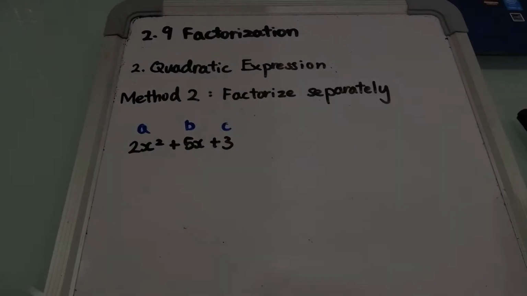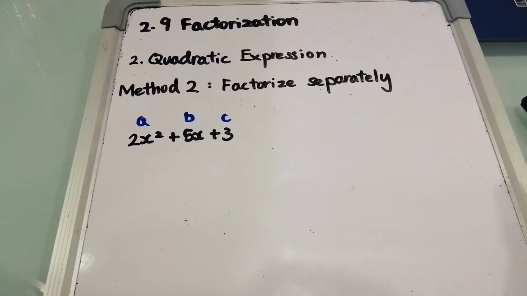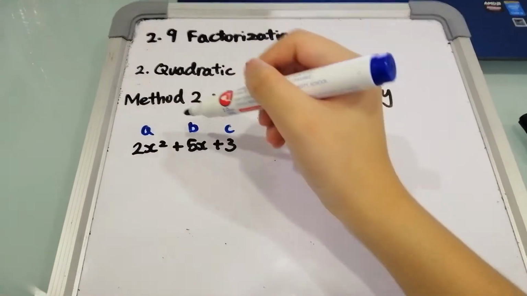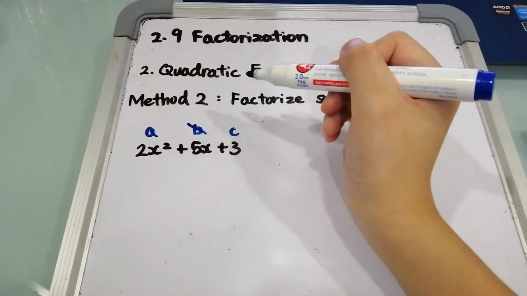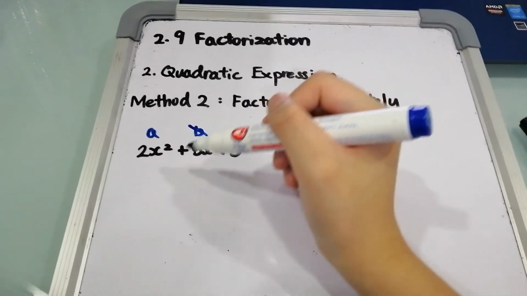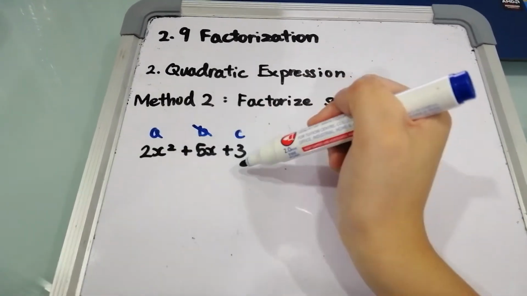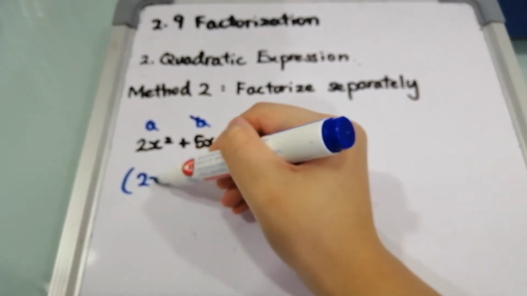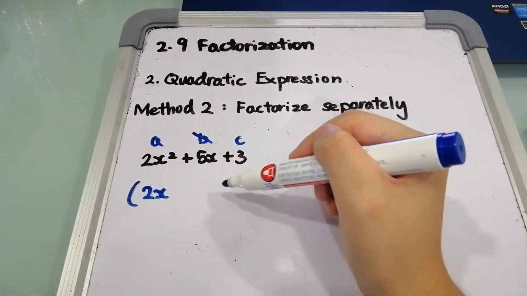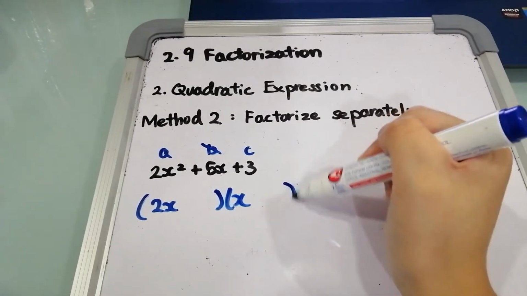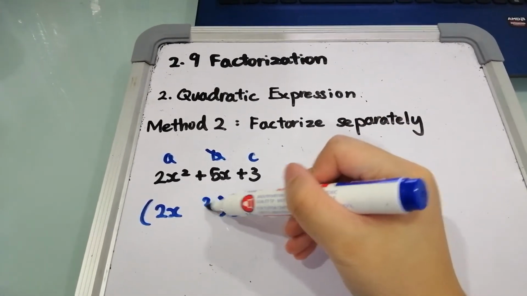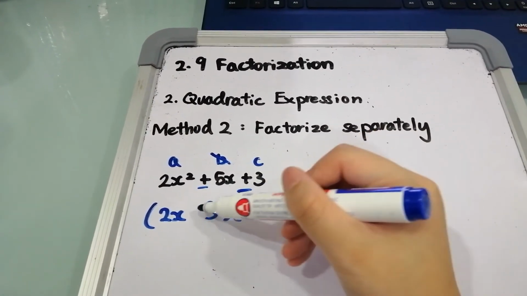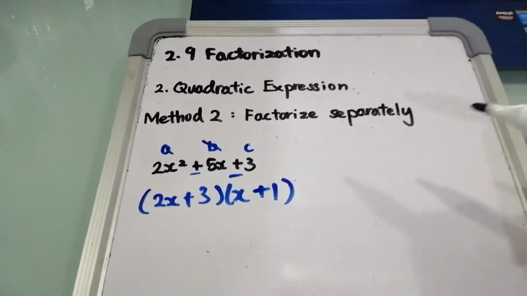So our second method is factorizing separately. First, we need to ignore b. We will group 2x squared and 3 together. In order to get 2x squared, we can multiply 2x and x. In order to get 3, we'll multiply 3 and 1. They are both positive, so we'll put positive.